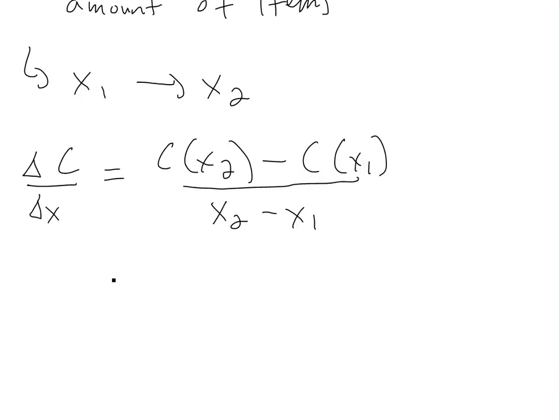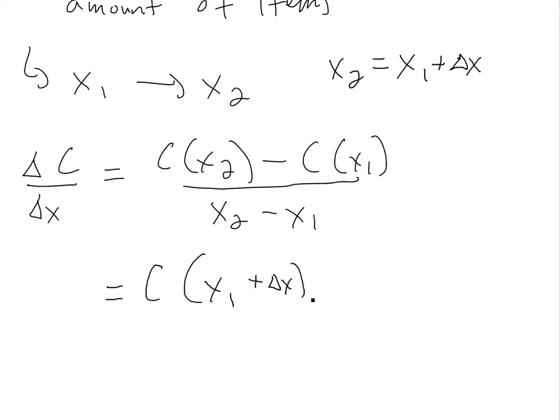And then you could also write this as, well, x2 is just equal to x1 plus delta x, or just the change of it. So if you were given that, then this is equal to c of x1 plus delta x minus c of x1, divided by delta x here.